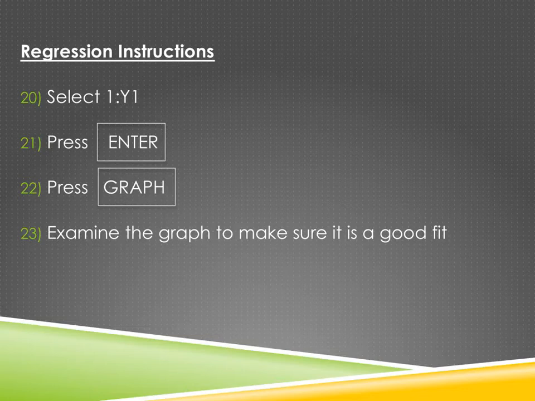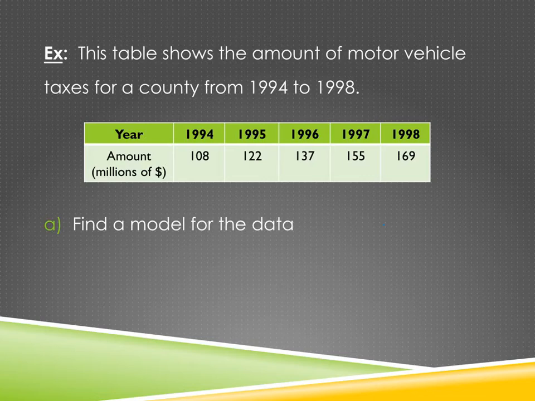In L2 you can put the values that it gives you. You don't ever need to change those. So they're fine to do 108, 122, 137, 155, and 169. Okay, so L1 has the years with the last digit only. L2 has the millions of dollars. So far, so good? We're all good with that, yeah? Okay, you're going to exit out of this screen by hitting second mode, second quit.